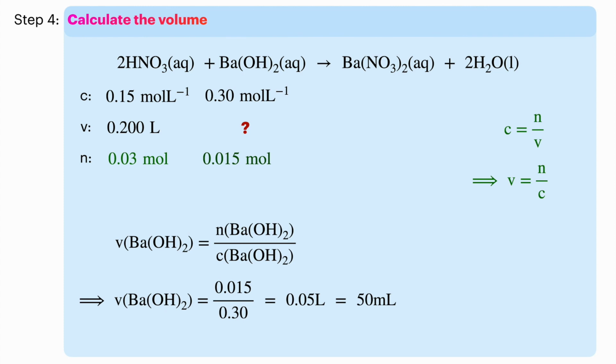Dividing number of moles by concentration will give us volume in liters. We can convert it to milliliters very easily just by multiplying with 1000 or 10 raised to the power of 3. The volume in this case comes out to be equal to 50 milliliters, which is the final answer to this problem.